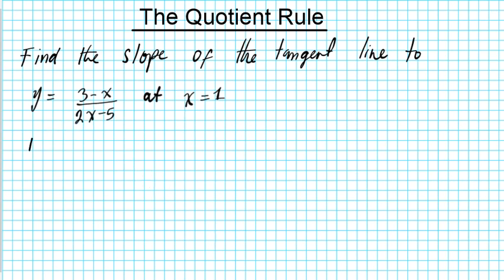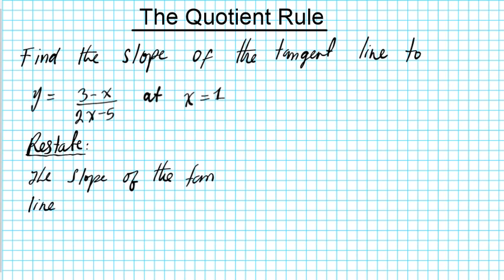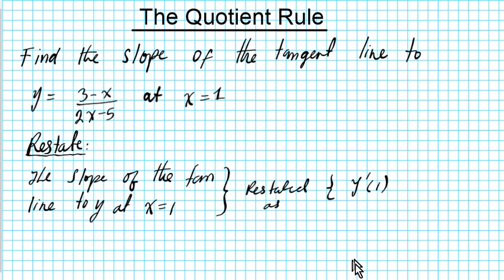Alright, so let's restate the problem to make the procedures explicit. When you're asked to find the slope of the tangent line, it's the same thing as a derivative. So the slope of the tangent line to y at x equals 1 can be restated as y prime of 1. All we're doing is finding the derivative of this function and evaluating it at x equals 1.